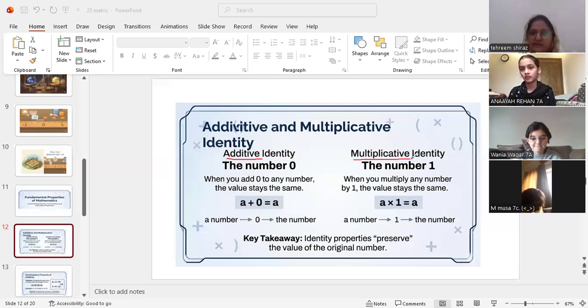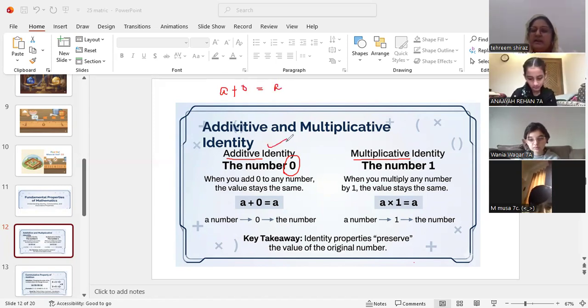Coming towards the mathematics, if zero is specifically added to any number, the identity remains unchanged. If I say that my name is Tehreem Shiraz, I like chocolates, my identity remains the same. If zero is added to any number, the identity remains unchanged.